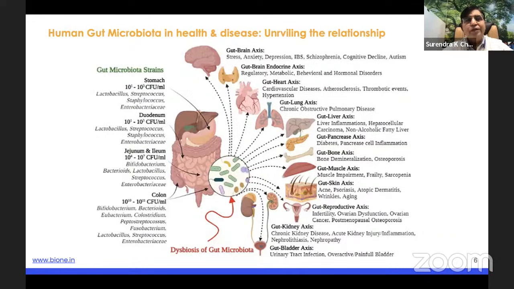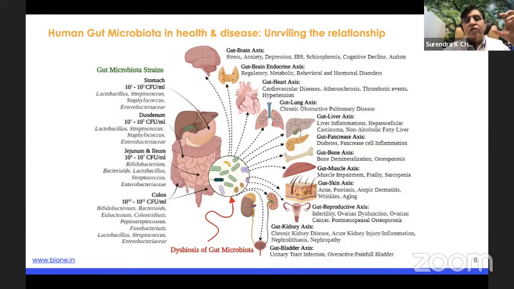Now, as you see in this picture, this is how the human gut microbiota relates to health and disease, and what the relation is between these microbiota and the organ systems. We have known that there is a gut-brain axis, but there are many more axes which contribute to these microbiome communications with your body organ systems. Now, if you have a healthy microbiome, as we will discuss in a few slides, eubiosis happens, where all of your biochemical and other processes run very smoothly.